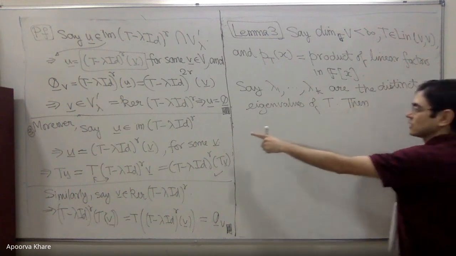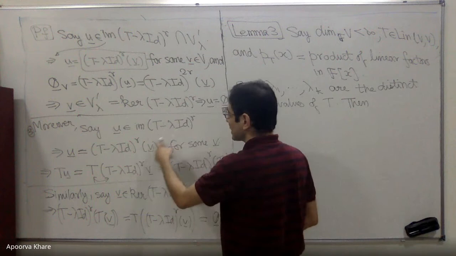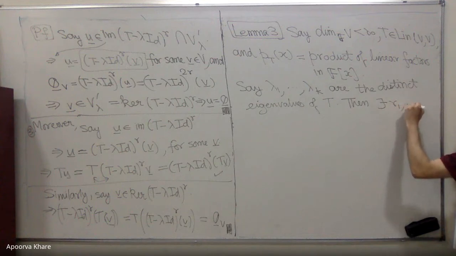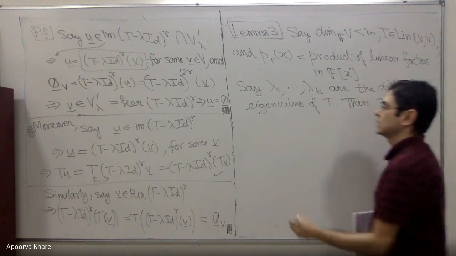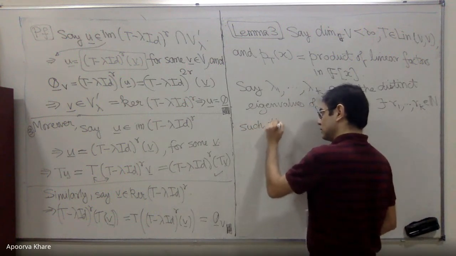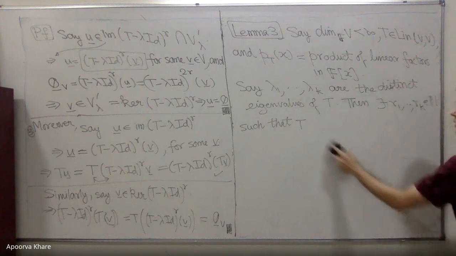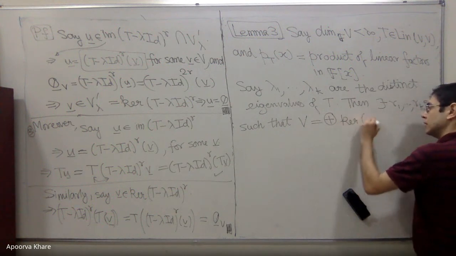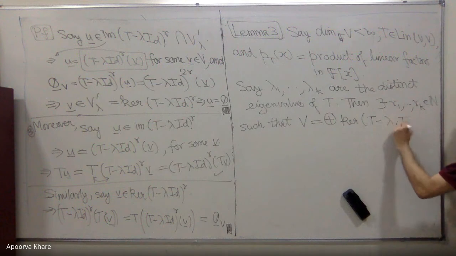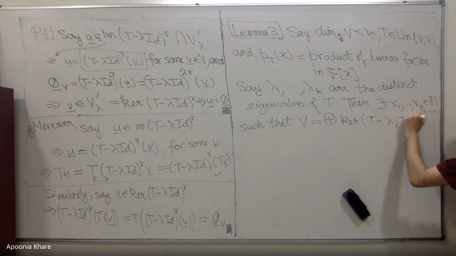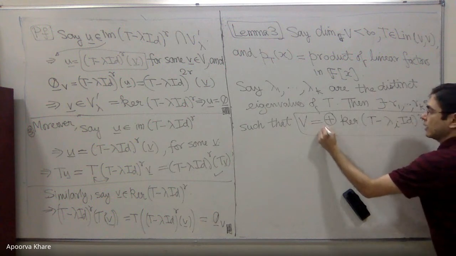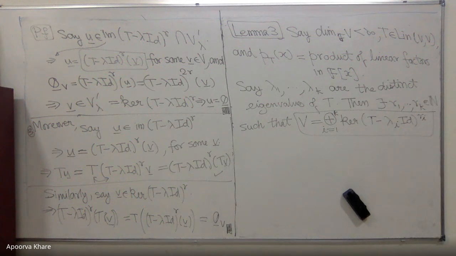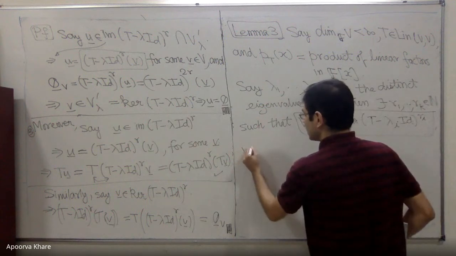there exist integers such that basically the vector space is a direct sum of the kernels of these guys. There exist R1, R2, ..., Rk natural numbers, meaning positive integers, such that V equals the direct sum of the kernels of (T minus lambda_i identity) to the Ri, where i obviously goes from 1 to k. And each summand is a T-stable subspace.